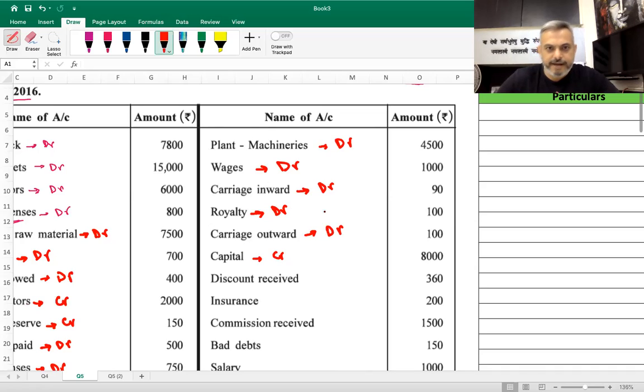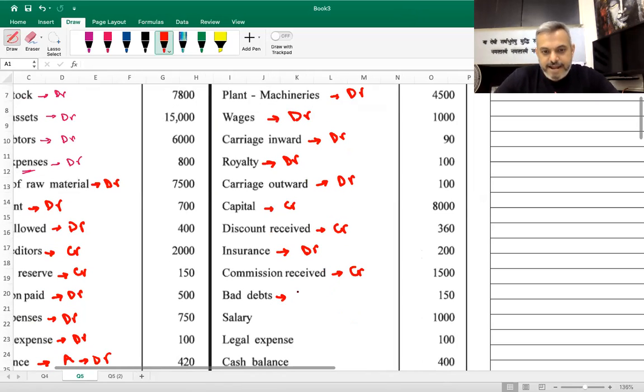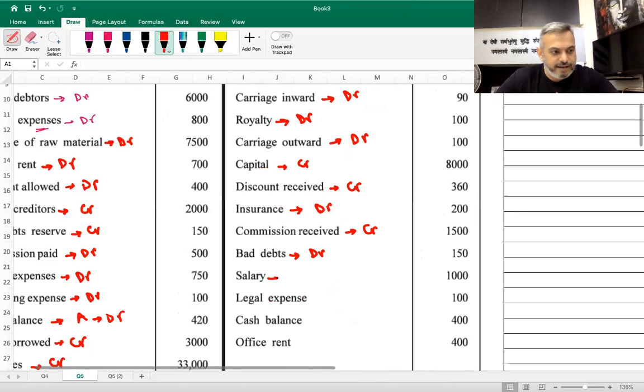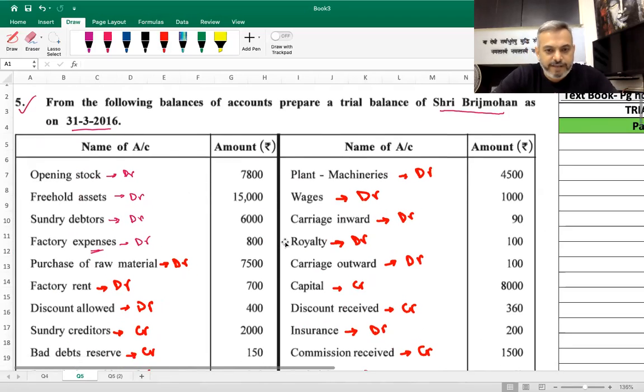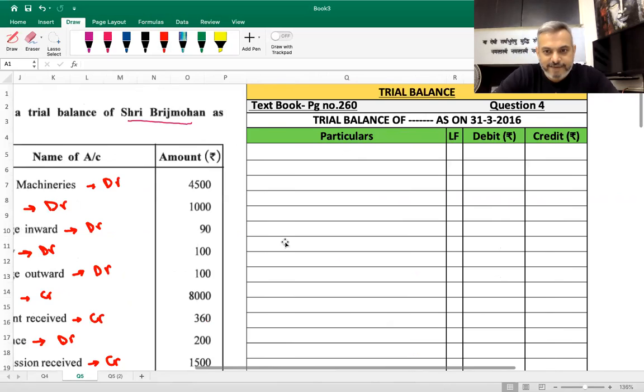Capital, credit, discount received, credit, insurance expense, debit, commission received, income, credit, please write all this. Bad debt expense, debit, salary, debit, legal expense, debit, cash balance, debit, office rent, debit. So after this, we make the format of trial balance and we start making the trial balance. So please go through this and let's start. So we start with opening stock.